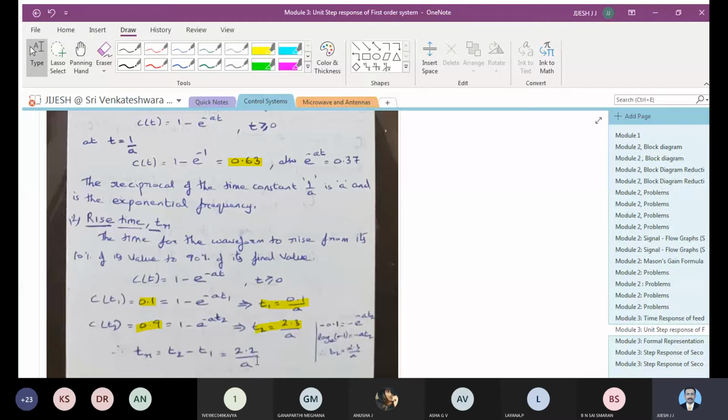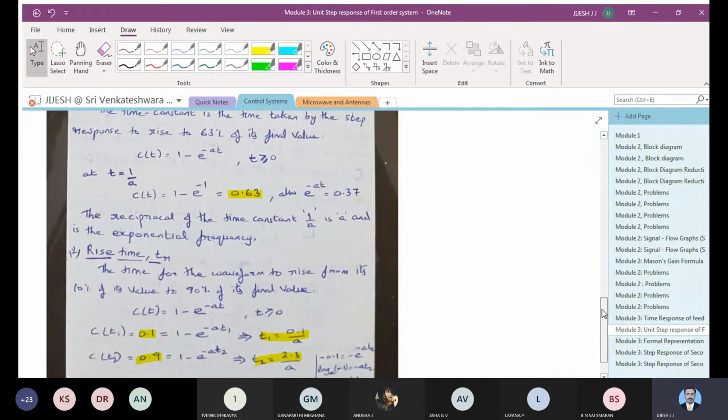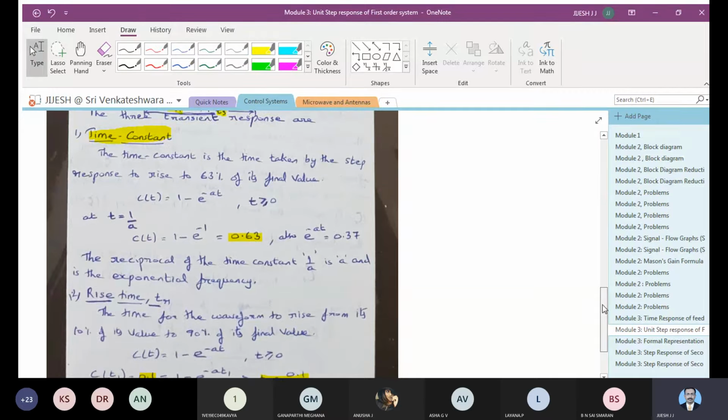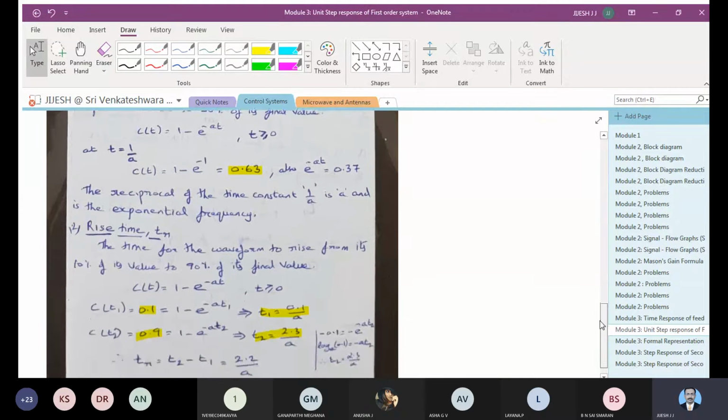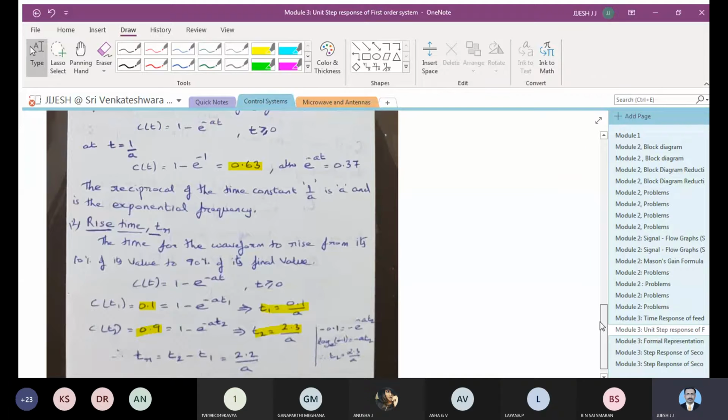So all of you note down these things. We have studied two concepts here. One is called the time constant, and another is called the rise time. For the time constant, c of t is 0.63 and the value of t is 1 by a. And here you have found Tr, with the value 2.2 divided by a. So in any problem, if they ask you to find the rise time, you have to find Tr, which can be found using 2.2 by a.